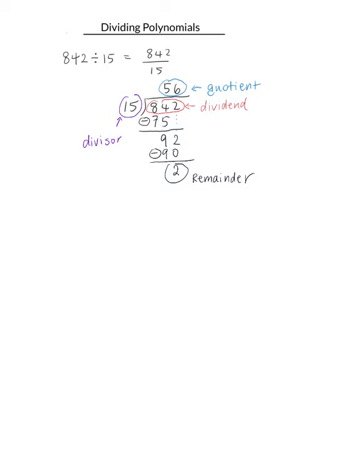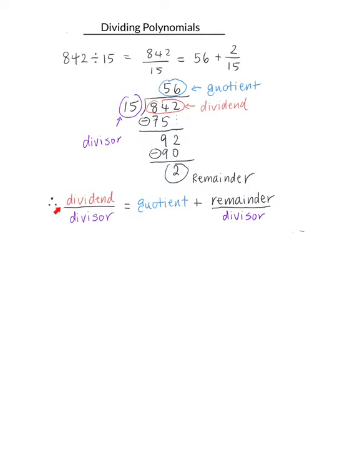Well, 842 divided by 15, I can write this as the quotient plus the remainder over the divisor. So here what you're going to get is remainder is 2 over the divisor is 15. So basically, dividend over divisor equals quotient plus remainder over the divisor. Now when you divide two polynomials together, the same rule is going to apply. I think the best way to learn this is by doing examples, so let's do it.